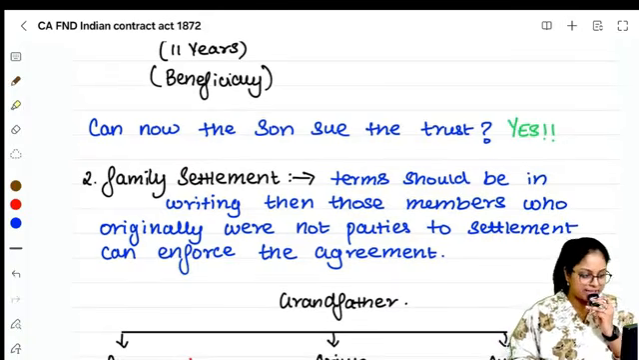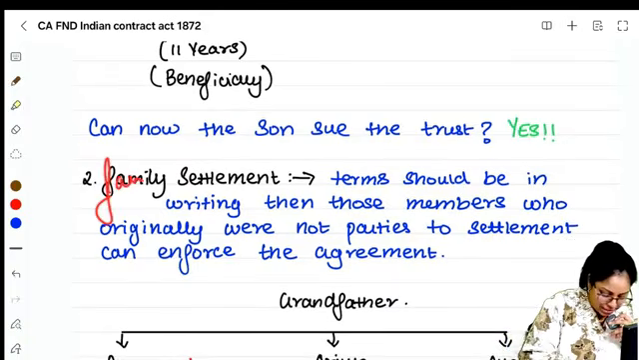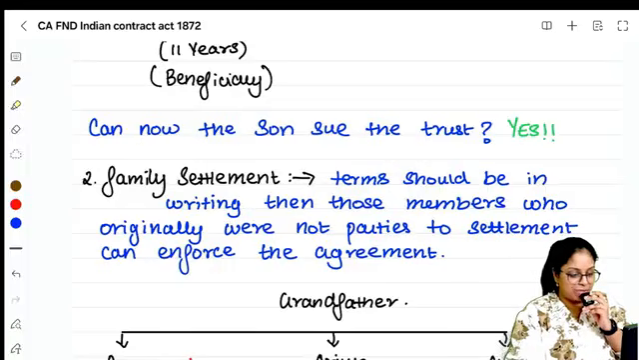Are you understanding the trust one? Trust, are you understanding? Is it clear? Can we go for the next one, family settlement?